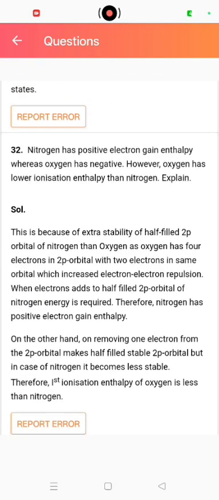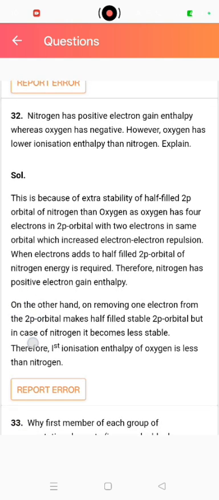See, nitrogen has positive electron gain enthalpy, whereas oxygen has negative. However, oxygen has lower ionization enthalpy than nitrogen. Explain. This is because of the extra stability of the half-filled 2p orbital of nitrogen compared to oxygen, as oxygen has 4 electrons in the 2p orbitals with 2 electrons in the same orbital, which increases electron repulsion. So when electrons are added to the half-filled 2p orbital of nitrogen, energy is required. Therefore, nitrogen has positive electron gain enthalpy.